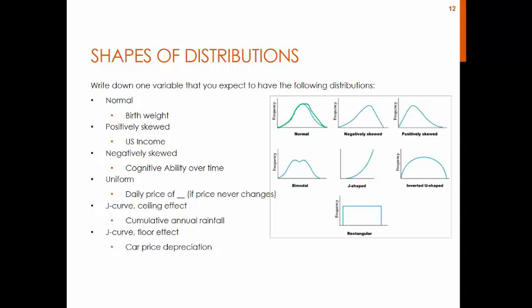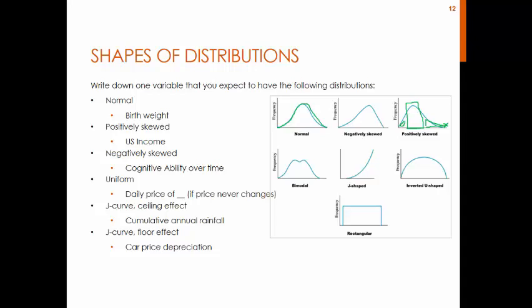Something positively skewed might be U.S. income. There's a majority of us who make about the same within some range of values. There is this level of poverty, but then there are the Bill Gates and the Donald Trumps way out here that are pulling that tail to the right. So we would call this positively skewed.